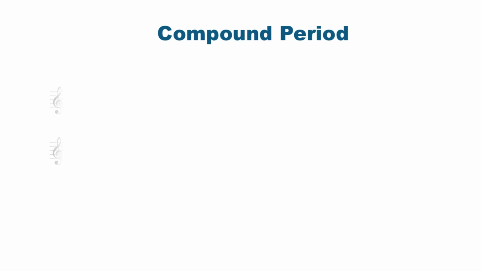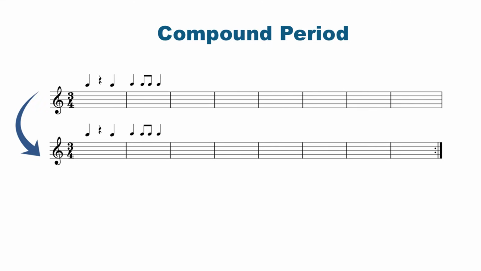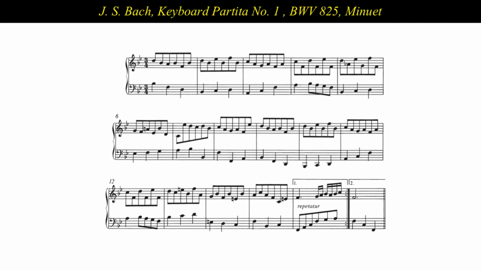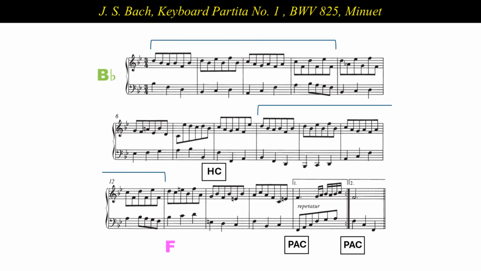In the compound period, we've got 2 themes that start with the same basic idea. The first one ends with a weak cadence, and the second one with a strong cadence like in a regular period. In the following example, Bach links 2 sentences together to form a compound period. Notice how the presentations are identical in both cases.